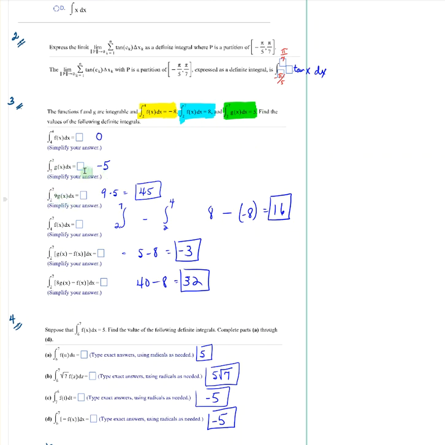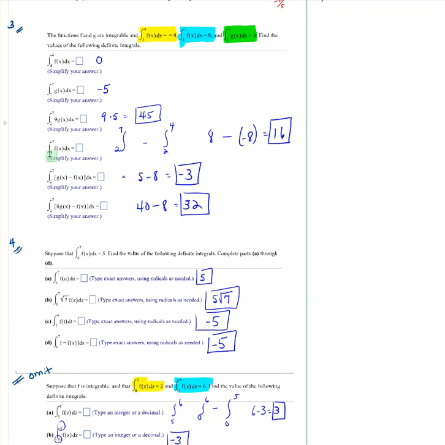I'm sorry, I just did that one. From 2 to 7 of 9 g of x dx. Well, we know this is regular. 2 to 7 of g of x is equal to 5, so we're just going to multiply the 9 by 5 and get 45. For the integral of 4 to 7 of f of x, well, we have a 2 to 4 of f of x and a 2 to 7 of f of x. So we have to do some stuff.